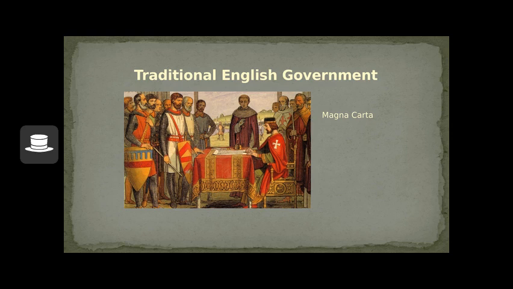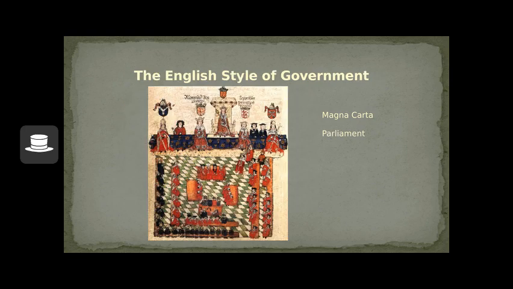Now the question became, all right, so if you've got to ask your subjects before you take things, how are you going to do this? And so over the course of the next century, an institution called Parliament arose. Okay? And Parliament comes from the French word parler, which, if you're like me and you know like 3 French words, that's one of them you know. It means to speak. And so it was a place where the king and his nobles could speak to each other.